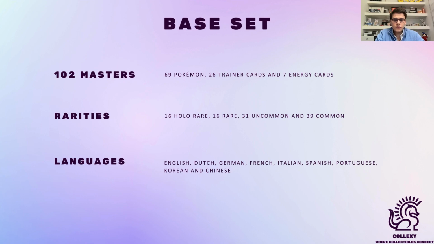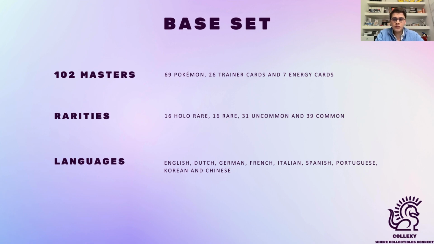So the base set consists of 102 different cards. For the purposes of the database of Collexy, these are 102 masters, of which there are 69 Pokemon, 26 trainer cards, and 7 energy cards. The base set rarities are pretty straightforward. There are 16 holo rares, which means that those are rare cards with a holofoil pattern, which means it's a shiny card. 16 rare cards, 31 uncommon cards, and 39 common cards.